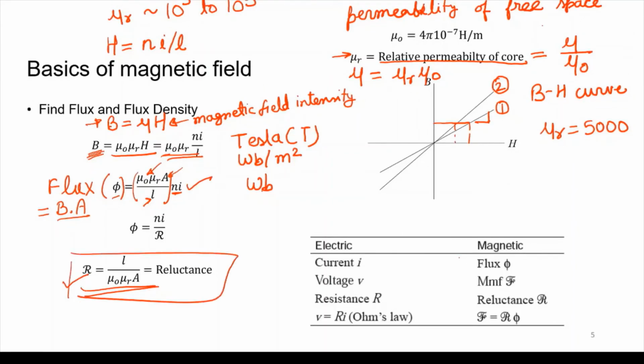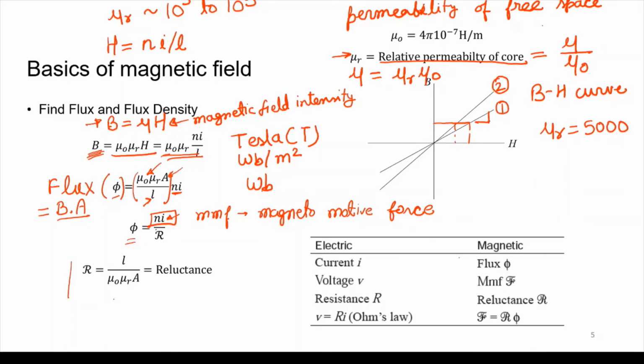Using this and this, we can say flux is nothing but Ni divided by reluctance. Here Ni depends on the current, and it is like an input given by the user. So it is an independent quantity. And this Ni is referred to as magnetomotive force, MMF. So we can say the flux is nothing but MMF divided by reluctance.